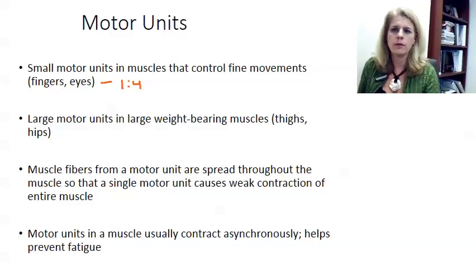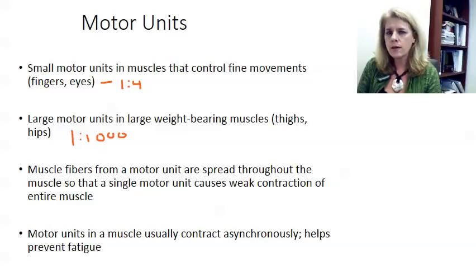Large motor units will be 1 neuron to 100 or maybe even 1,000 muscle cells. And these are going to be large muscles that are typically weight-bearing, that don't have a lot of dexterity, they don't have a lot of fine movement. For example, in your thighs and your hips. So these will be large motor unit muscles.